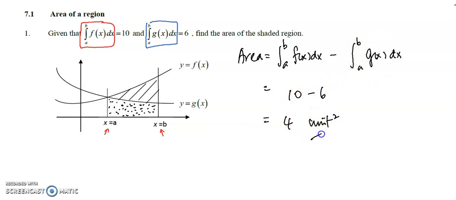So for this question we do not need to do any integration. We just need to understand which area each integral represents, and from the diagram, know how to get the area of the shaded region. All right, so let's look at question number 2.